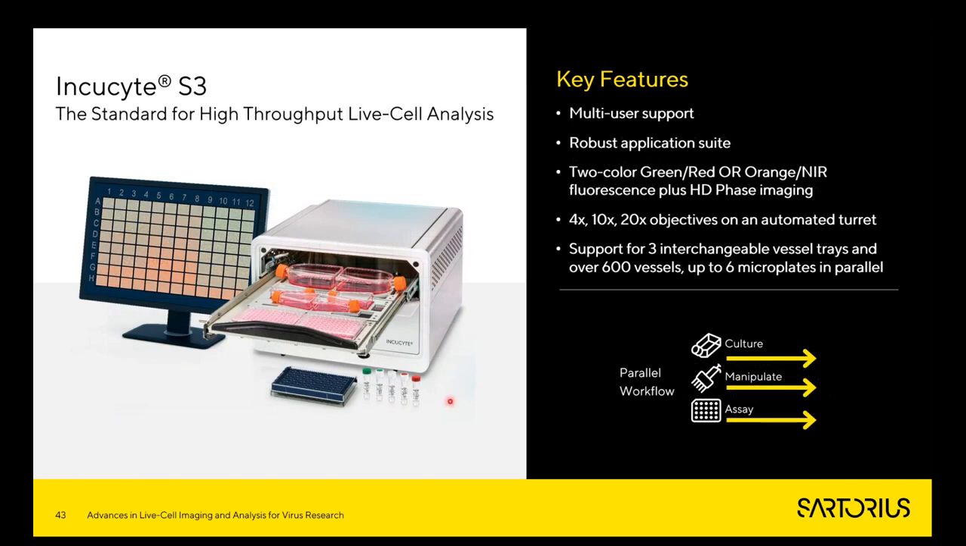And here we can image up to two microplates in parallel, which offers more serial workflow. An upgrade to this system is the Incucyte S3. The Incucyte S3 is a step up in terms of throughput because we can image up to six plates in parallel, and it also allows for multi-user support using user-defined schedules, because here the objectives sit on an automated turret.